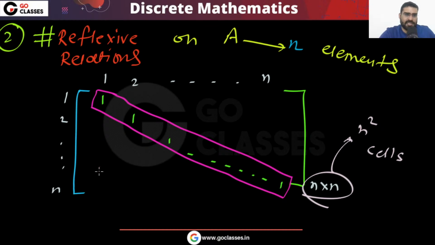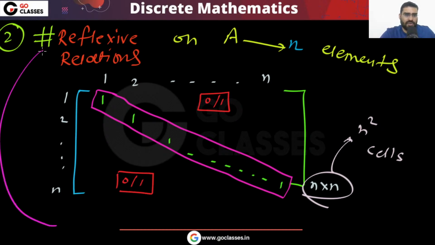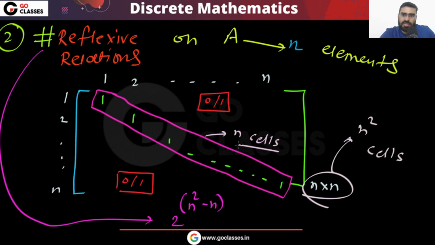For the remaining cells, there are two choices. Whatever remaining cell you take, every remaining cell has two choices. So finally, what is the number of reflexive relations? That will be 2 power n square minus n. On the main diagonal, you have a total of n cells, and these n cells have one choice only. The remaining are n square minus n cells, and they have two choices for each. So your answer will be 2 power n square minus n.